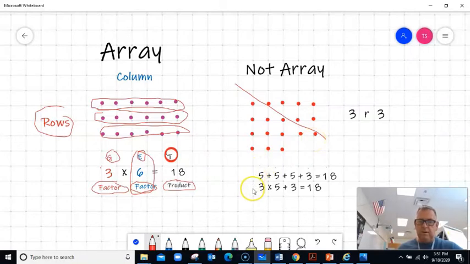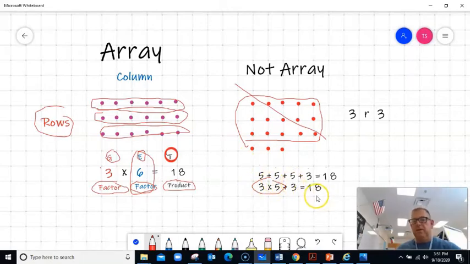That would represent the same thing as 5 plus 5 plus 5 plus 3 equals 18. Even though it's still 18, that's not an array because each row is not equal. Or this part right here would make an array. The array for that part would be 3 times 5, and then you add 3 to it, and that still equals 18. But this is not an array because it's not 4 equal groups. Let's go ahead, and we've got some problems down here we're going to look at.